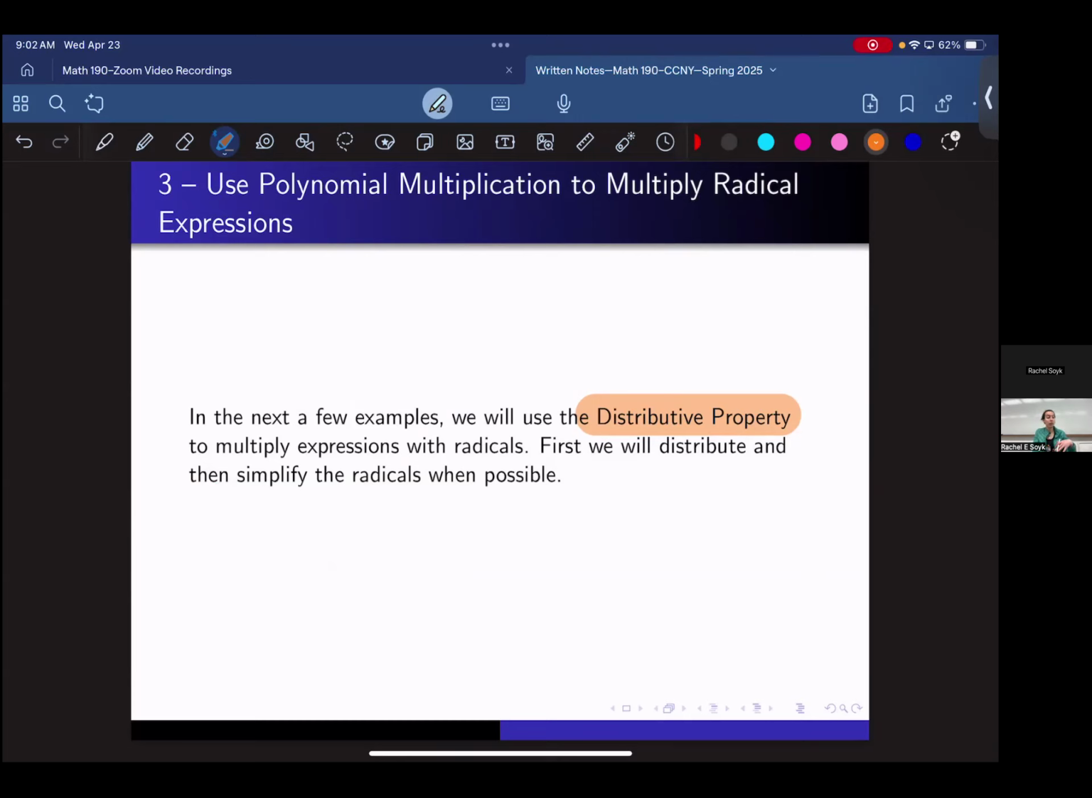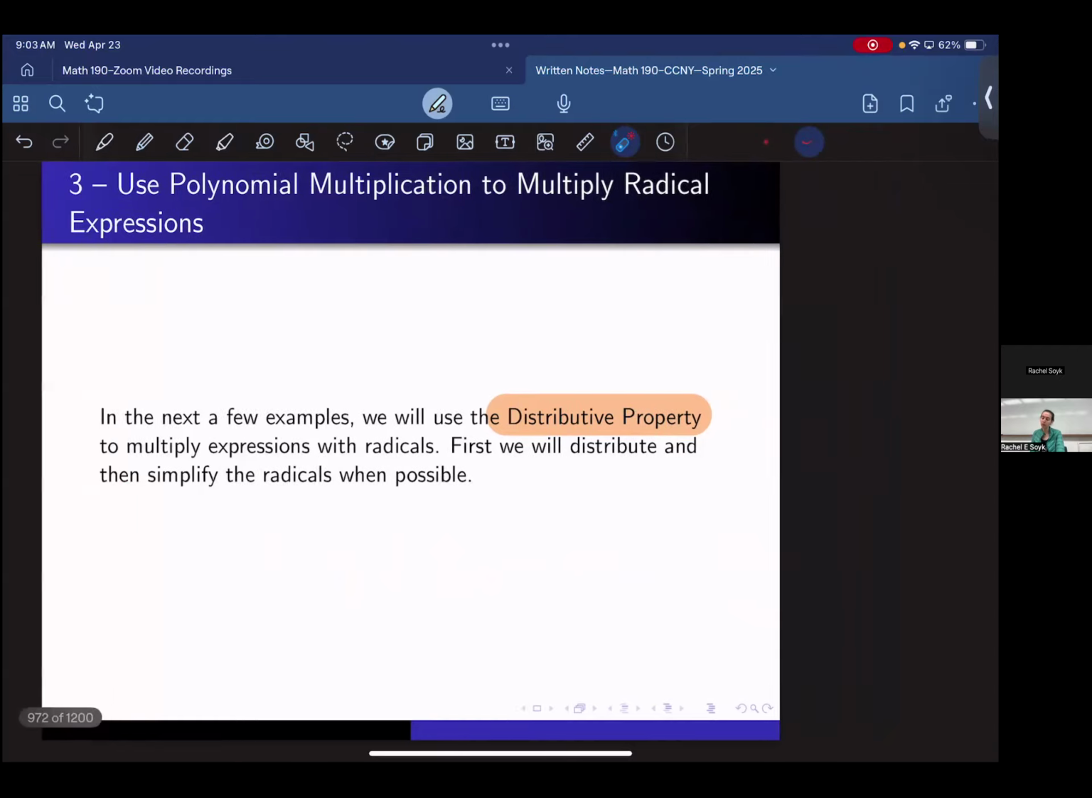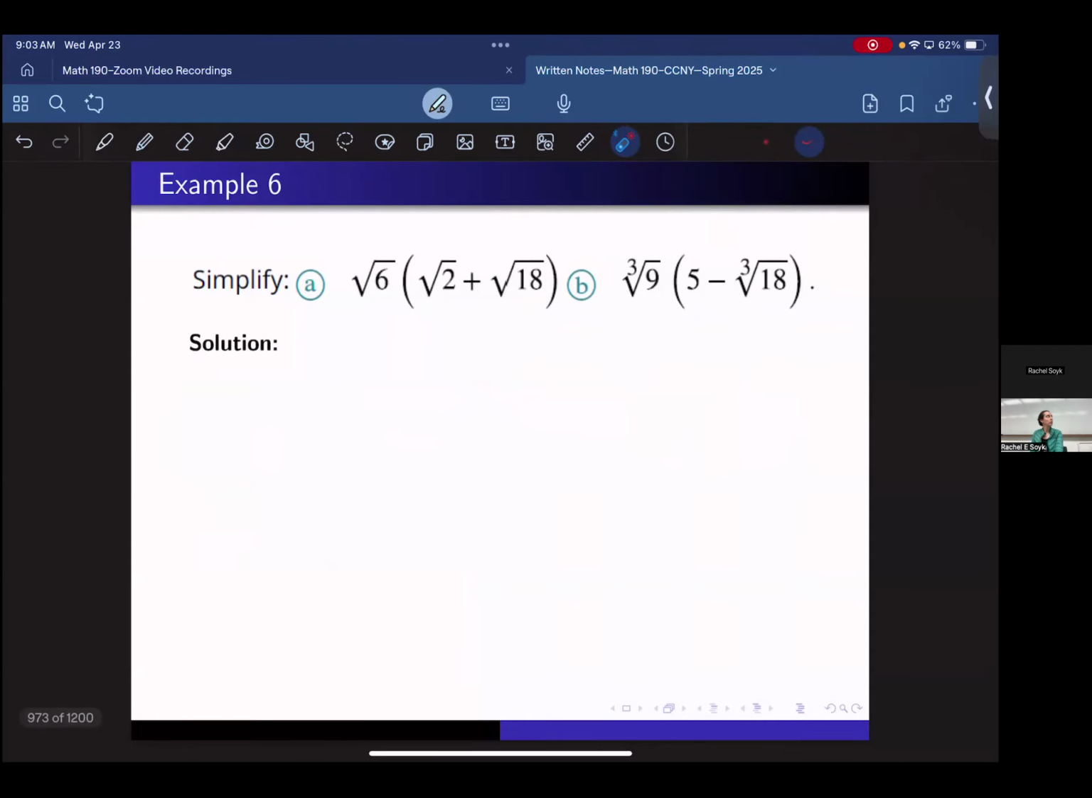And then if you're taking, for example, the square root of 5 times the square root of 5, what does that just simplify to? What's the number inside? It's just 5, right? Because the square root of 5 times the square root of 5 is the same as the square root of 25. But what's the square root of 25? 5. So be on the lookout for those types of simplifications.